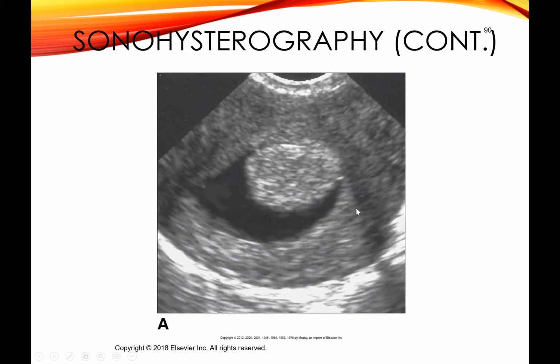So this is a transverse uterus image, and you can see that the endometrial canal is filled with fluid, but there is a large mass that is seen, and it is so much better defined than if we didn't have that fluid around there. So that's probably a large polyp.